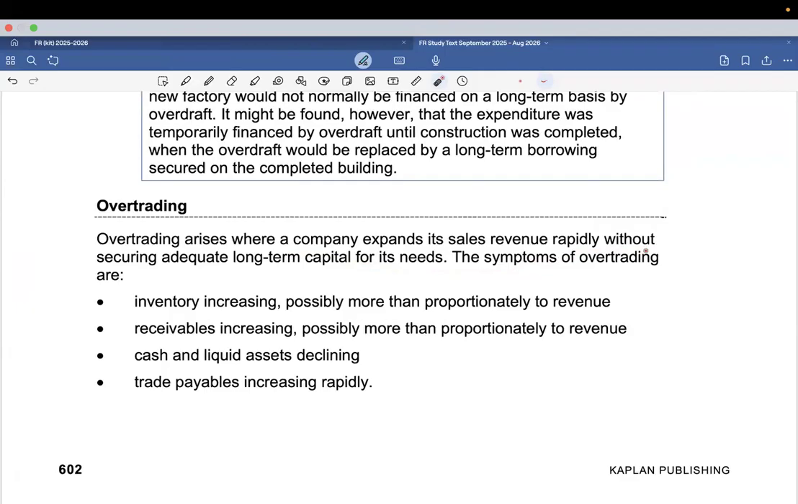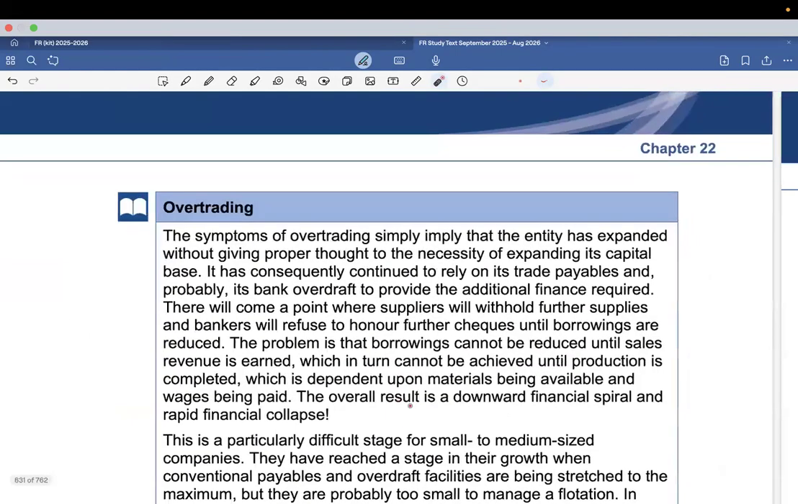Understood? So, what are the indications of overtrading? First is inventory increases, and it is more than proportionate to its revenue. Clear? Okay. Next is receivables increasing more than proportionately to its revenue. Next is cash and liquid assets are declining, putting the business at liquidity risk. Clear? The last one is trade payables are rapidly increasing and they are not paid off.